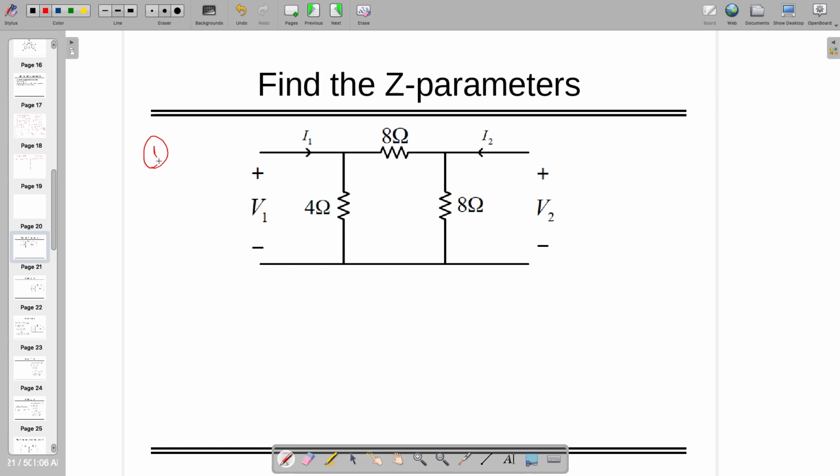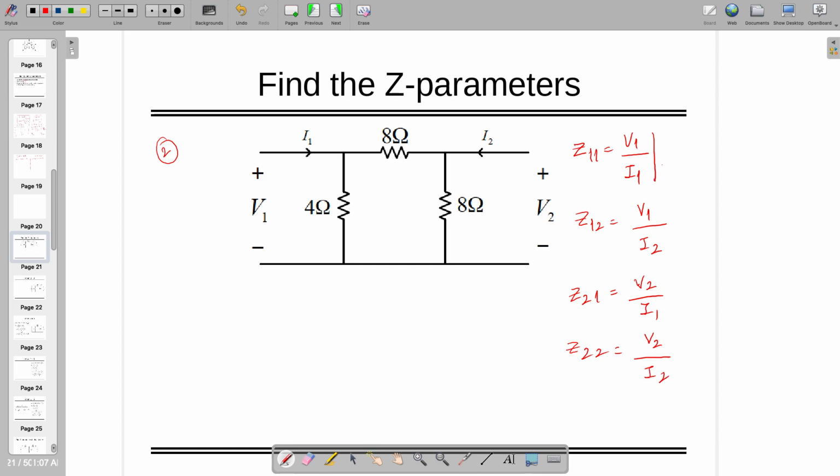No problem. But the other technique, which is called inspection, what we want to do is find out Z11, which is V1 by I1, Z12, which is V1 by I2, Z21 is equal to V2 by I1, and Z22 is equal to V2 by I2. But the most important thing is we are keeping I2 equal to 0 in this case, and I1 equal to 0 in this case. So this is the most important condition we need to take care of.